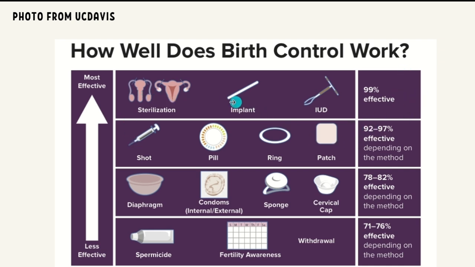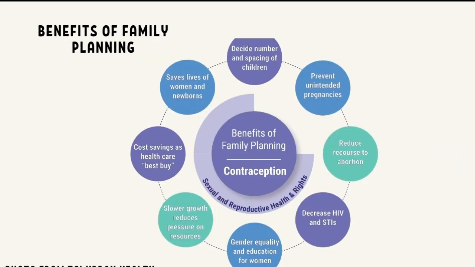Then 99% effective, you have sterilization. Basically, this would mean that they tie their tubes, or they have an implant, or you get an IUD. But an implant is something they put in the arm, I think. I don't necessarily remember. But yeah, right?